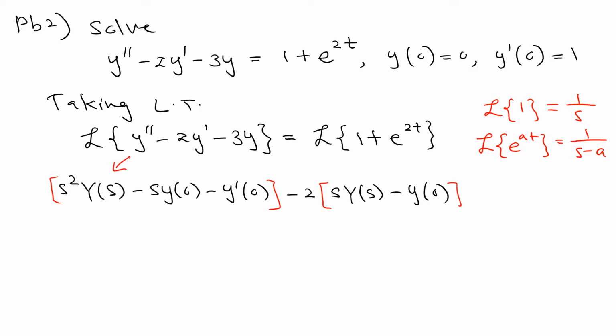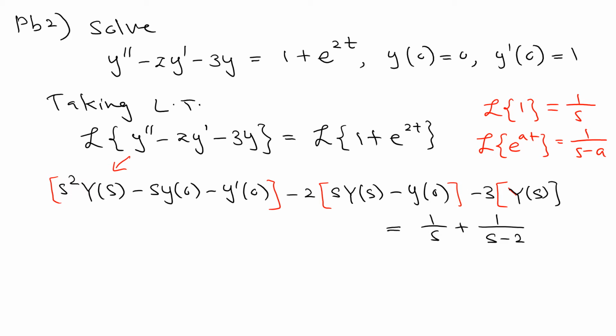And the third term, you can see minus 3, which we write outside, and we only get Y(s) in this one. So we just write this one as Y(s). We only get Y(s) for the last term. And on the other side, we have a 1, that means 1 over s, and then we have e to the 2t, so that means 1 over s minus 2 according to the formula. That's what we have on the other side.